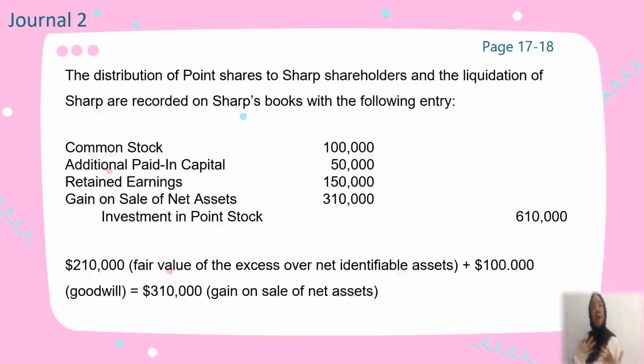The credit side is investment in Point stock. So how to get gain on sale of net assets? Okay, there is $210,000. It is the fair value of the excess over net identifiable assets, and then we added the goodwill, which is $100,000, and it became gain on sale of net assets. It is $310,000.